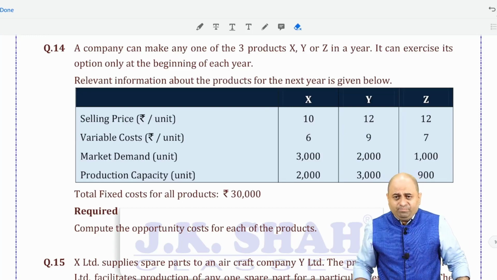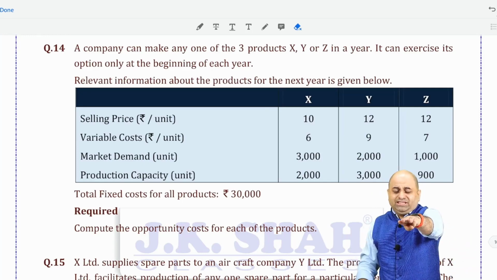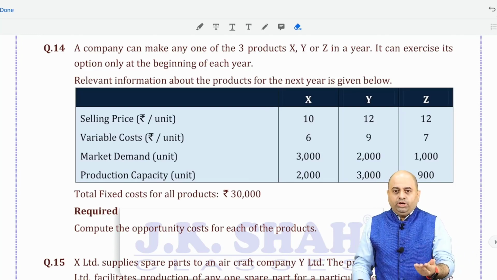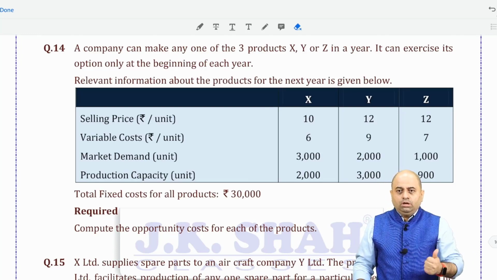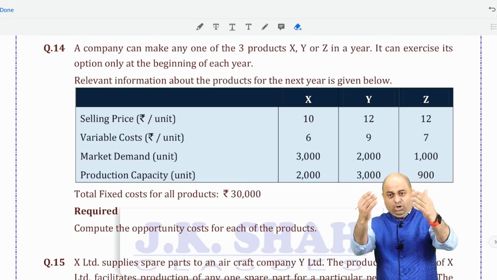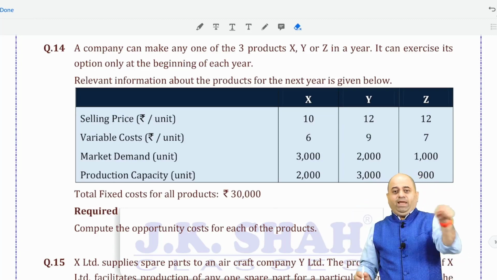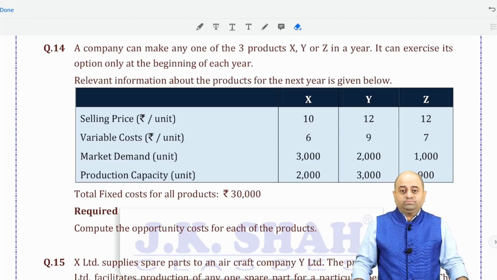Same way for Y. Market demand is 2,000. You have a capacity to produce 3,000, but why will you produce 3,000? You will produce only 2,000. So simple. So that's why I said take the lower of market demand and production capacity, multiply, and you will get total contribution.